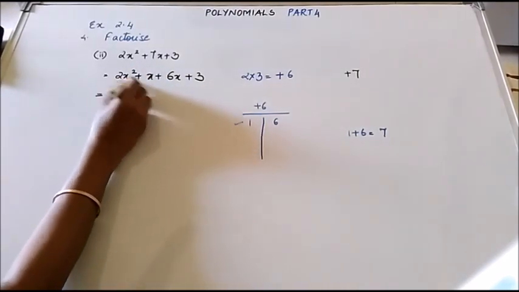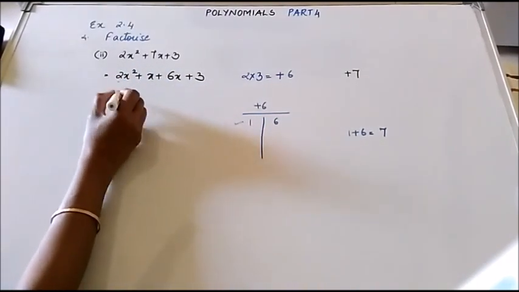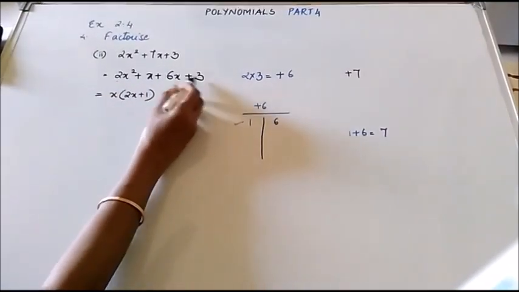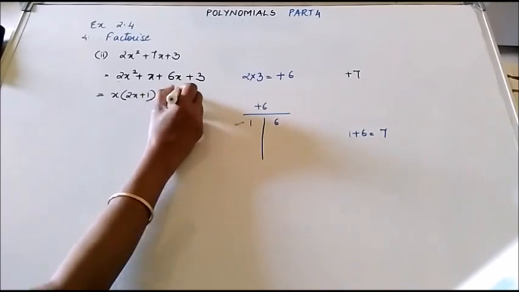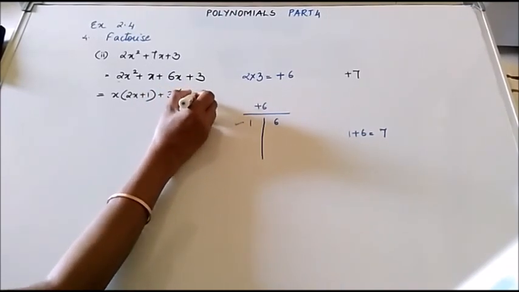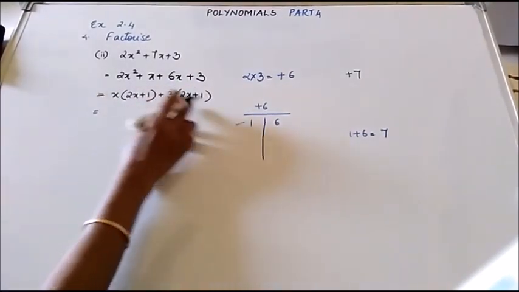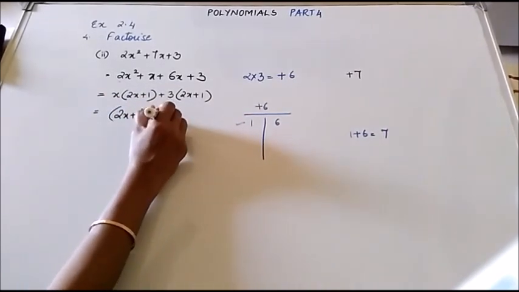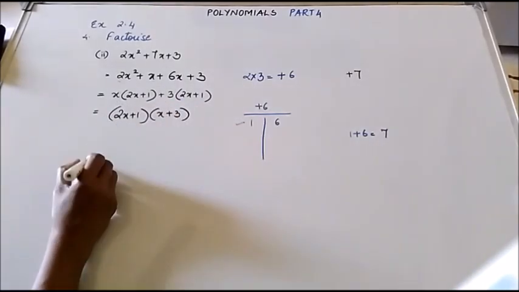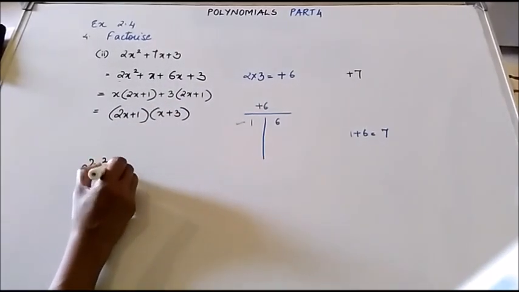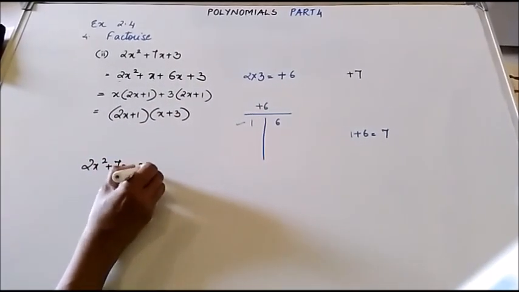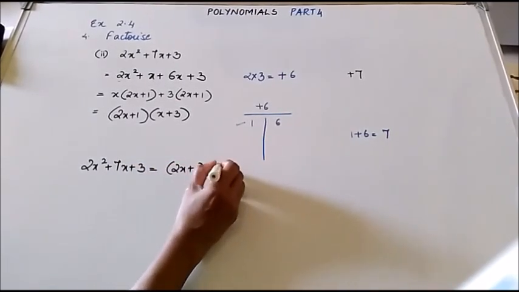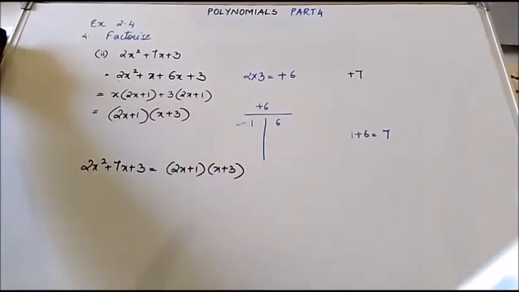What is common in the first two terms? It is x is common. Here you get 2x plus 1. What is common in the last two terms? That is 3. Once again in the bracket you get 2x plus 1. What is common in both the terms? 2x plus 1. And in the bracket here we get x plus 3. Hence 2x square plus 7x plus 3 is equal to 2x plus 1 into x plus 3.